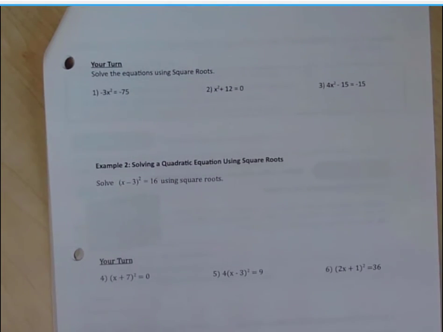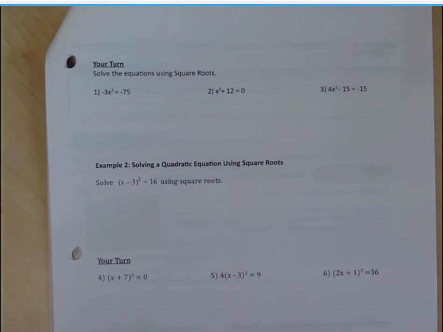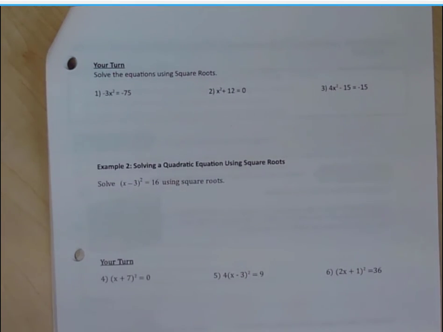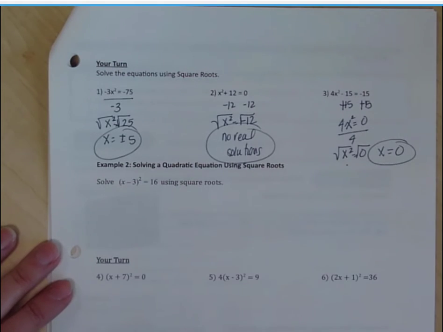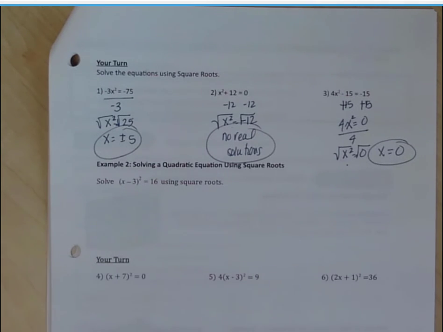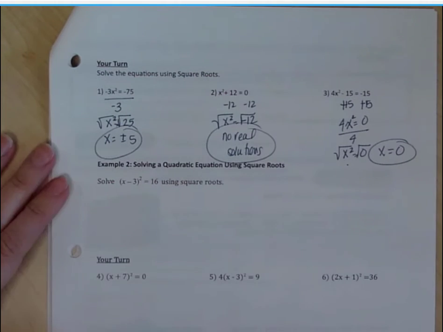All right, so now it's your turn. Go ahead, hit pause. Try 1, 2, 3, and 4. When you are done, hit play and check your work. For number 1, you've got x equals plus or minus 5. Number 2, no real solutions. And number 3, x is equal to 0.